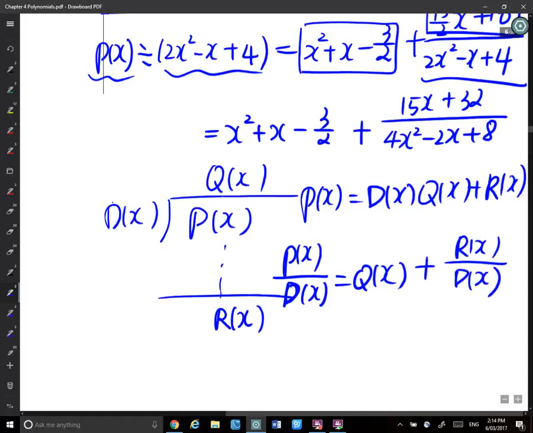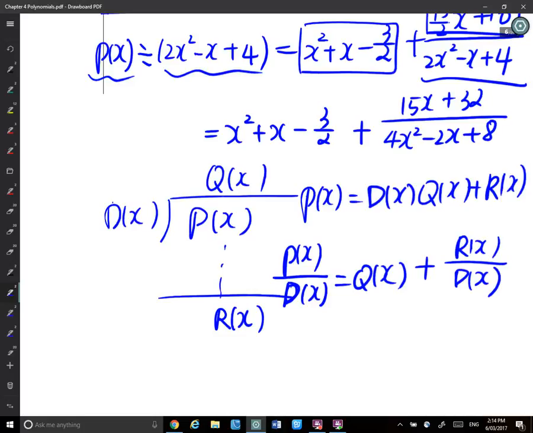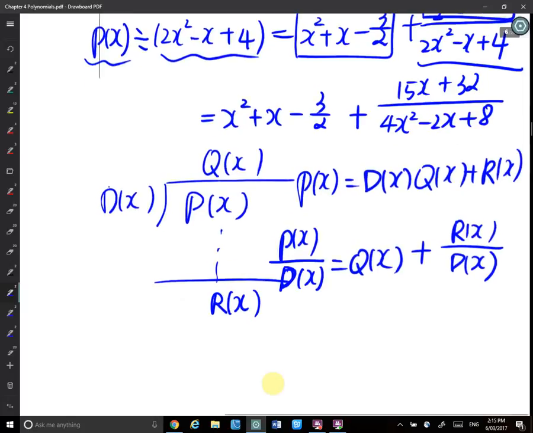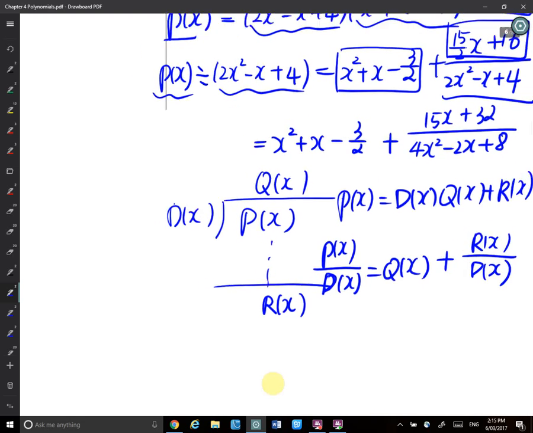Okay, the second one will be the same as the first one: divide by d(x) on both sides. So I'm not going to show the first one. Let's keep going with the second one.